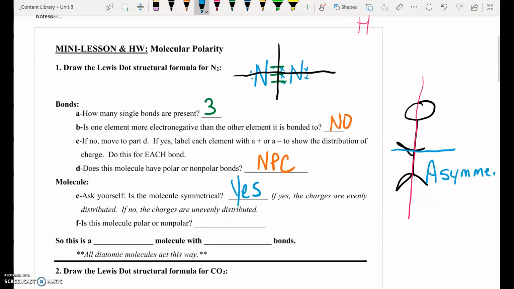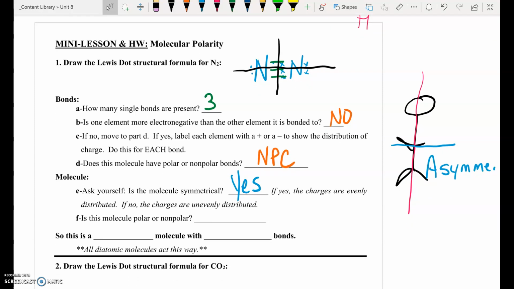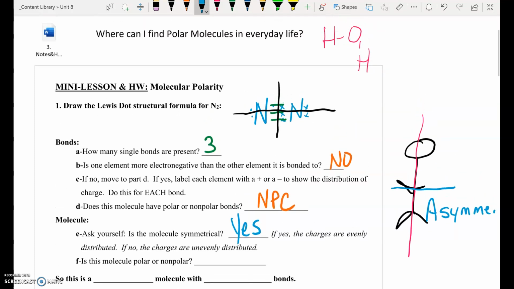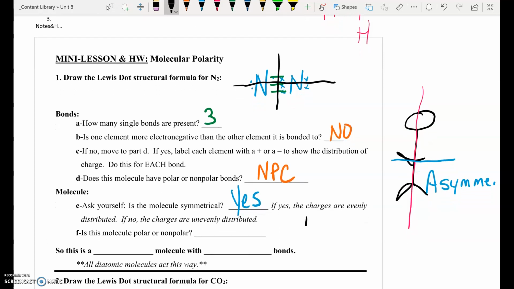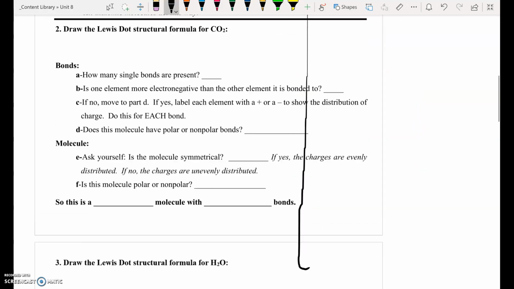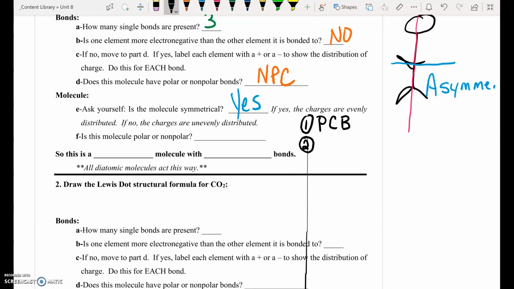So then it says, is this molecule polar or nonpolar? Well, in order for a molecule to be classified as polar, it needs to have two conditions. The first condition is it needs to have a polar covalent bond, and the second condition is that it has to be asymmetrical.